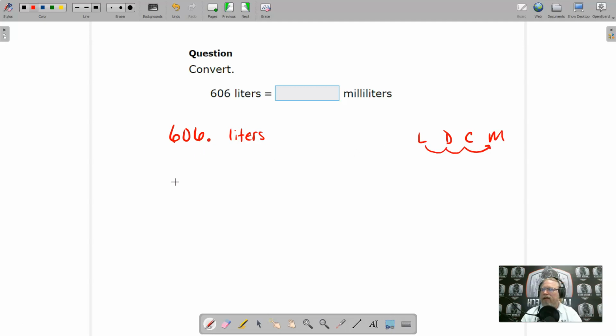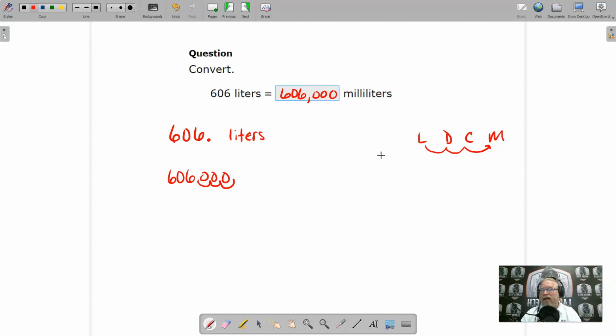So we're going to move that decimal over. Let's give myself room. 1, 2, 3 decimals to the right. So we're going to put in 3 placeholding zeros. So we end up with 606,000 milliliters. See, so we're going from a larger unit to a smaller unit. We move the decimal to the right.